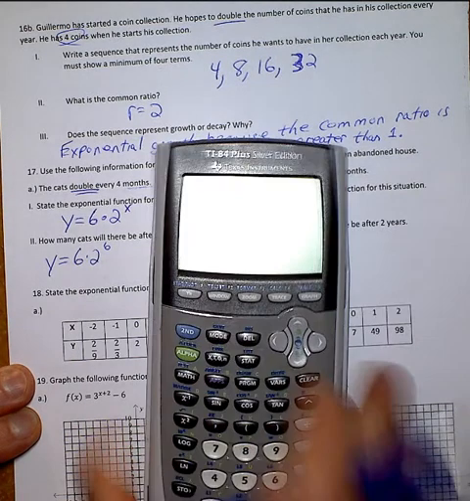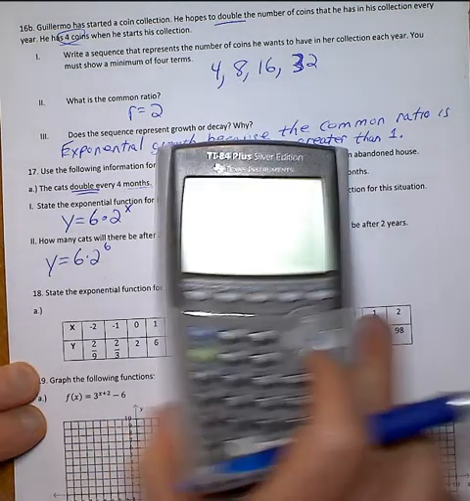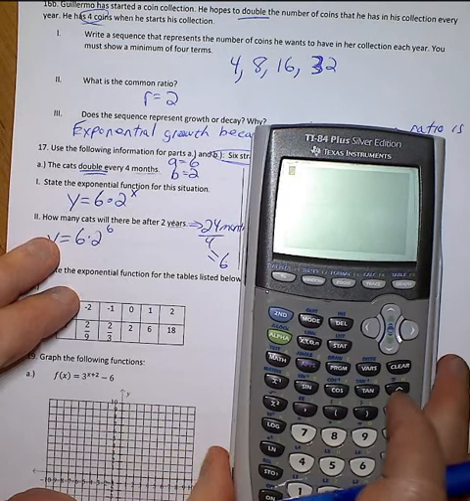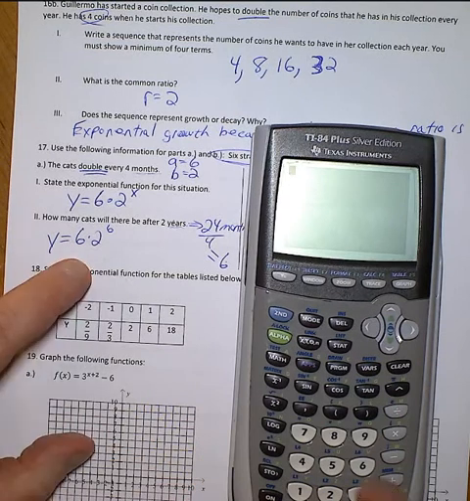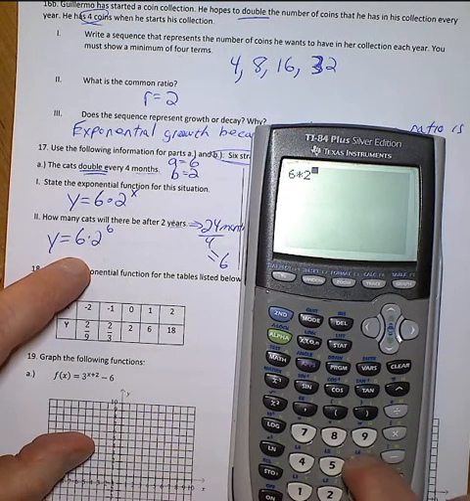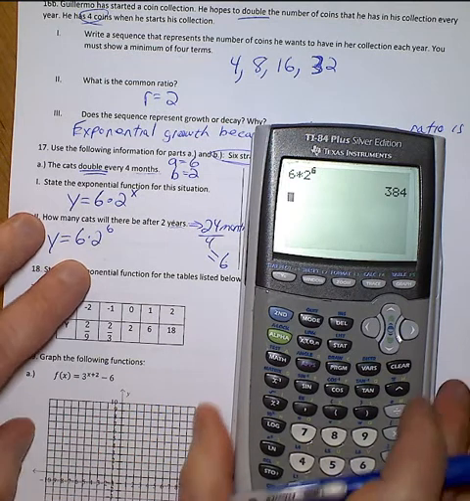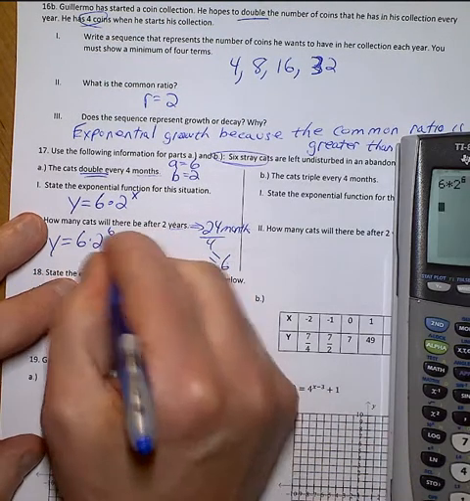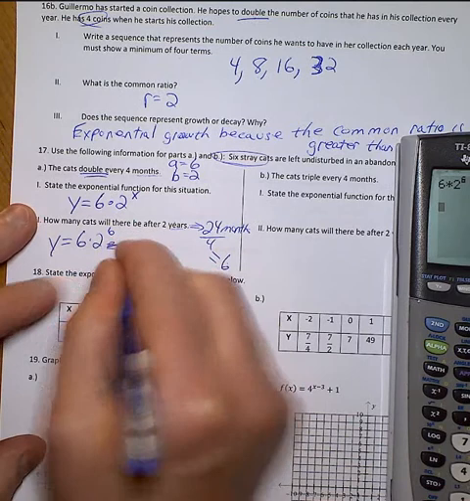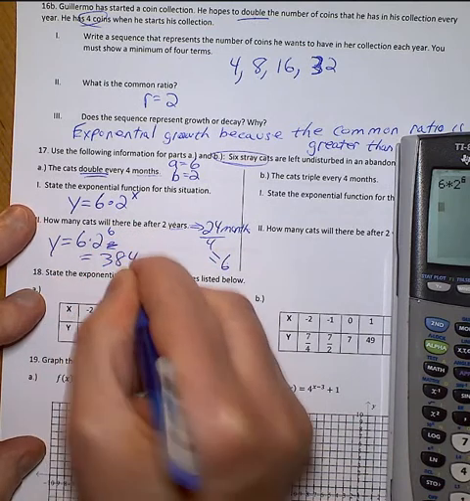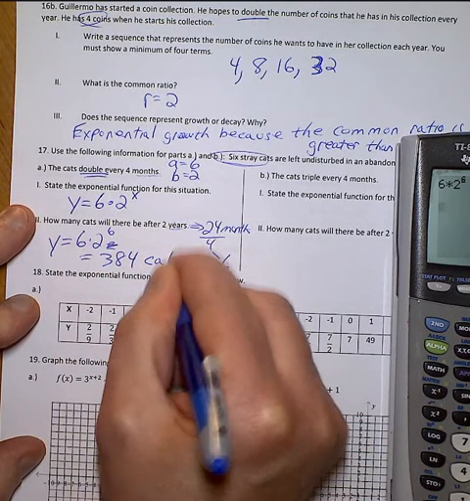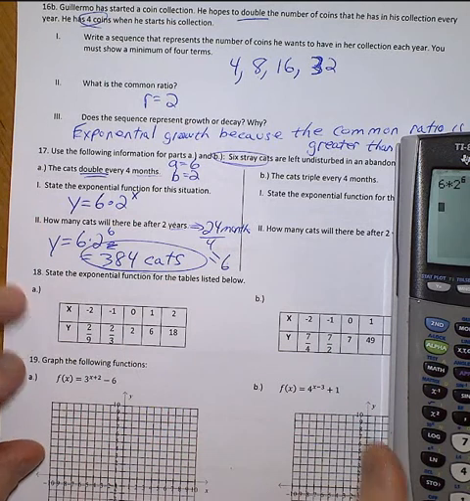I can go right to my calculator. I can turn it so you can see it. I'm going to plug this in. I'm going to say 6 times 2 to the 6th power. That equals 384. What are we talking about? Cats. Okay.